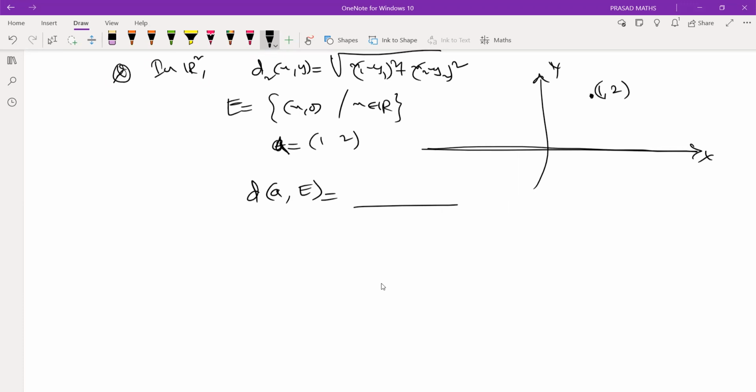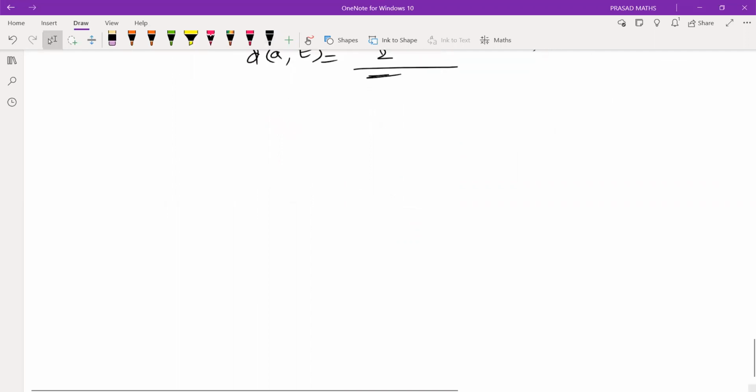Because you know that in geometry, the perpendicular distance is the shortest distance. For a point which is not on the line, the shortest distance is nothing but the perpendicular distance drawn from the point to the line, right? This is my perpendicular distance. So what is the perpendicular distance? 2. Is it clear?